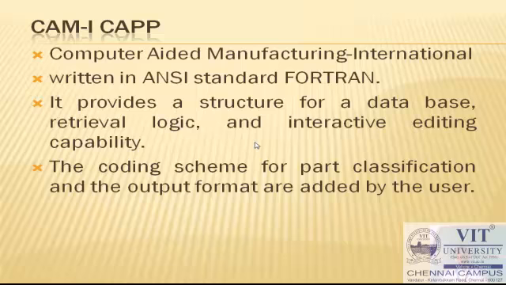Some of the process planning software we are going to discuss now. The first one is CAPP, that is computer aided process planning. You know what is meant by CAMI, computer aided manufacturing international. So this is one type of software that is provided. The coding language in this software is Fortran. That is in the olden days, the initial days, when computer aided process planning was introduced using the Fortran language.